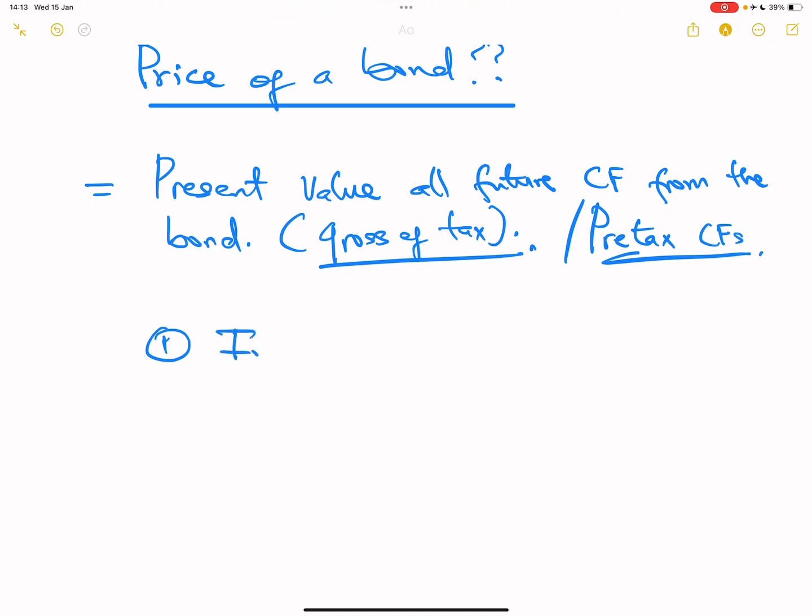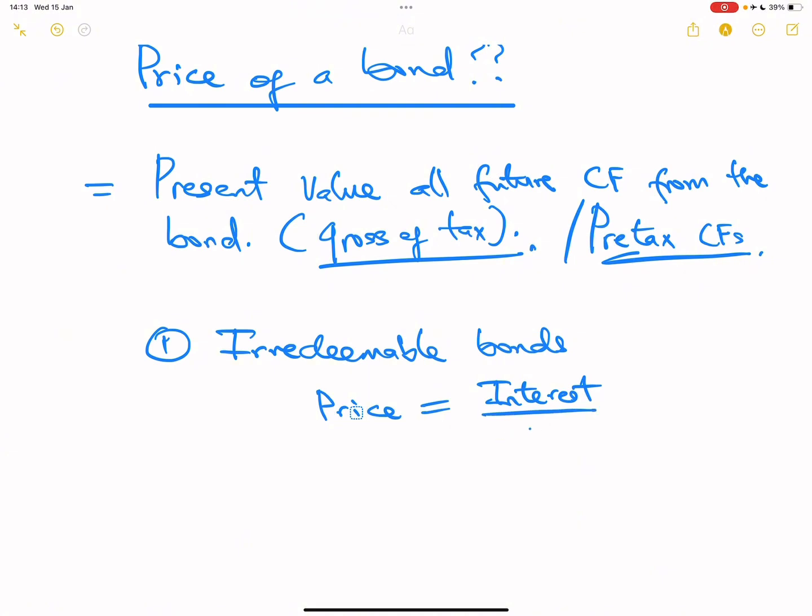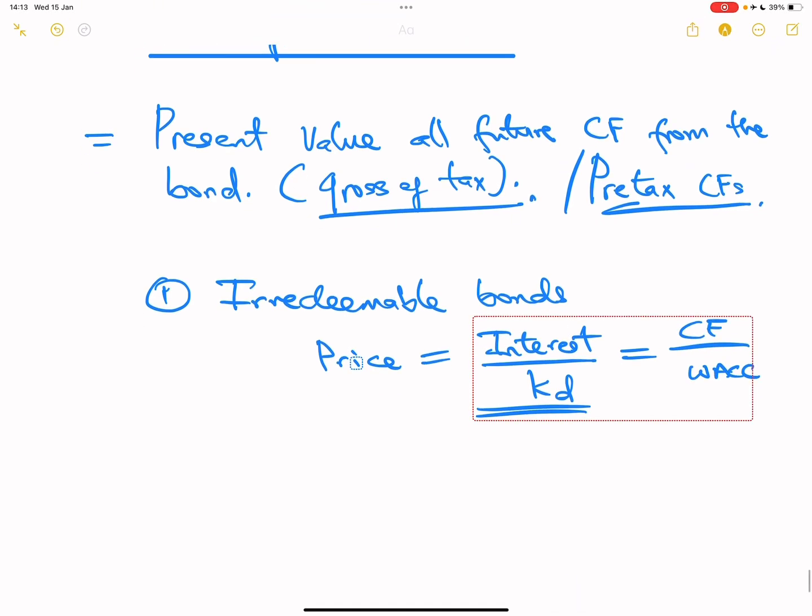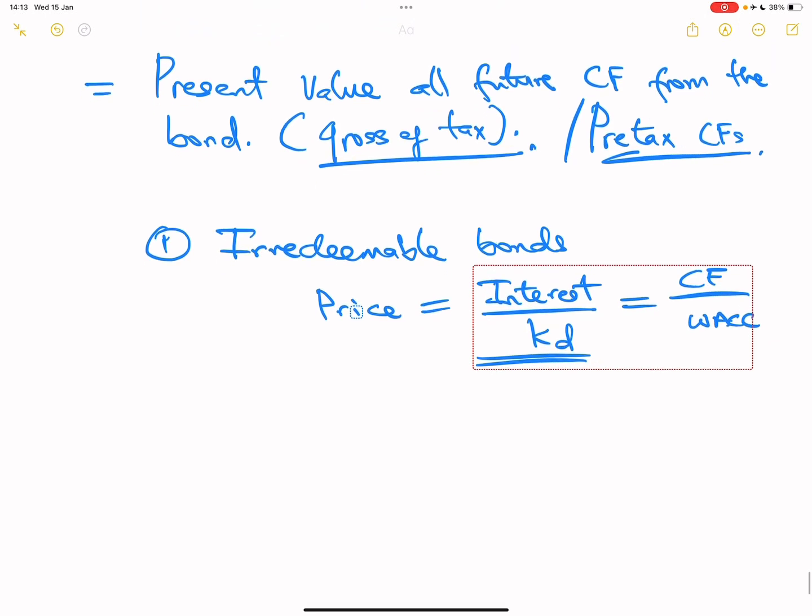So I'm going to start with irredeemable bonds. Those are the bonds that you keep forever. You never redeem them. When you have those, you use your perpetuity formula without growth, and that is price equals interest divided by cost of capital. Always like that. So the way to look at it is cash flow divided by WACC. Easy. Nothing more than that.